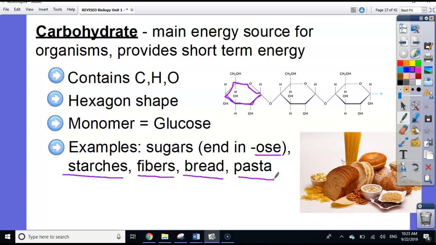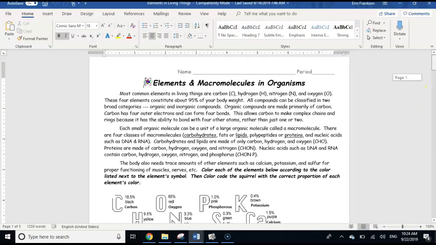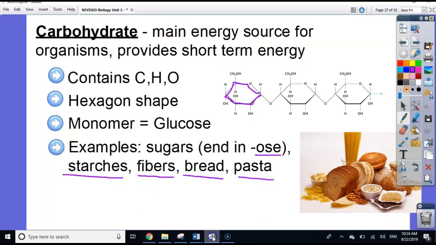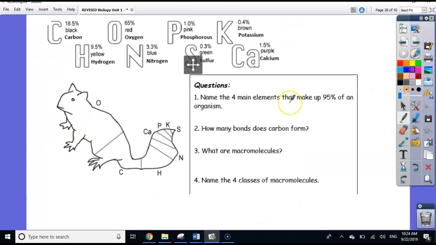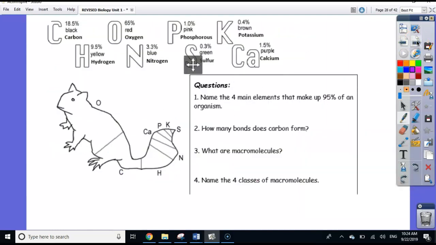So once you have this written down, you are good with your notes. Here's what I need you to do. Many of you were here on Friday, many of you were not. On Friday, we got a worksheet. This worksheet looks like this. It says Elements and Macromolecules in Organisms. If you have this worksheet, what I need you to do is take it out. If you don't have this worksheet, don't worry, okay? People who have the worksheet, you're working on the back side or whatever you don't have done. And I expect you to turn it in to me today by the end of class or tomorrow.